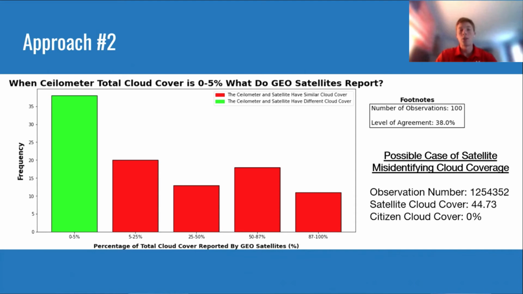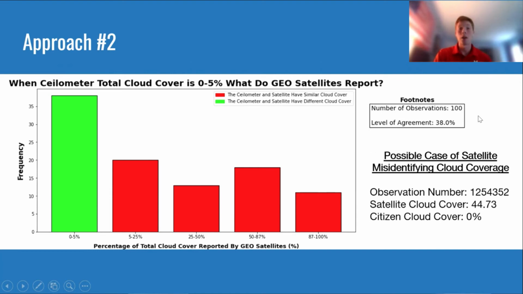So I would use a similar graph as approach one in order to identify these cases. This one's a little different because I'm using the ceilometer total cloud cover instead of the satellite. So this graph encompasses all of the times the ceilometer station is reporting 0 to 5% cloud cover, and we're looking at, okay, well, does the satellite agree with it? So I would be looking at these three bars here, where the satellite is saying, no, the cloud cover isn't 0 to 5%. It is anywhere from 25 to 100, which is a large discrepancy.